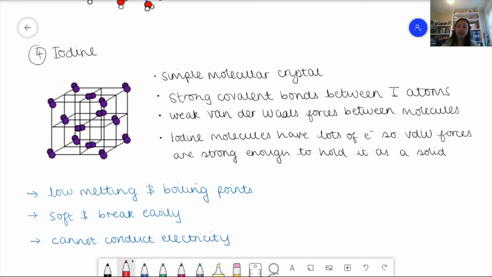Some of the physical properties are that it has a low melting and boiling point. That's because the forces between the molecules are very, very weak, so we can break them easily, and it doesn't take very much energy to overcome. They're soft and break easily, for the same reason. And it cannot conduct electricity, because it doesn't have any ions or delocalized electrons to carry the charge.